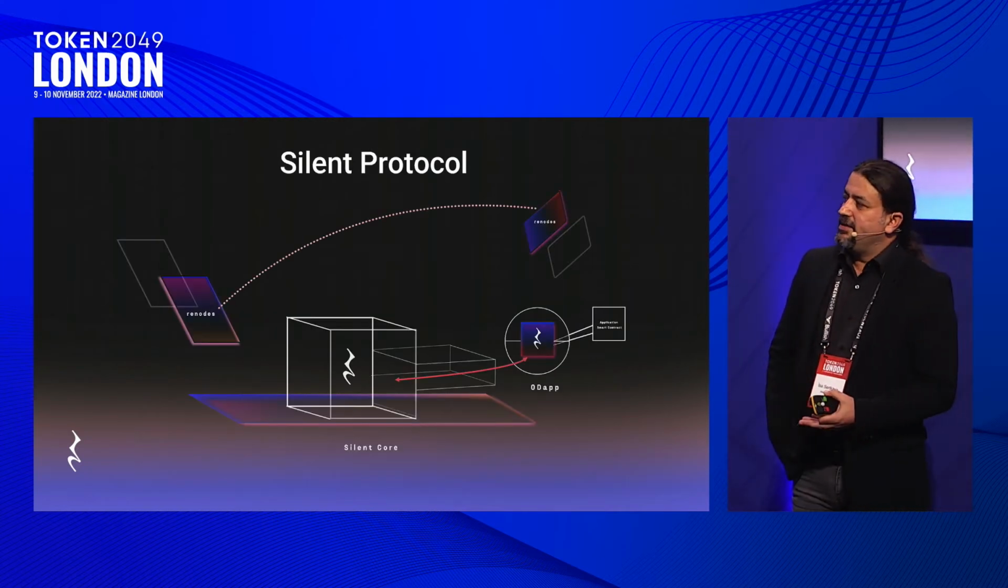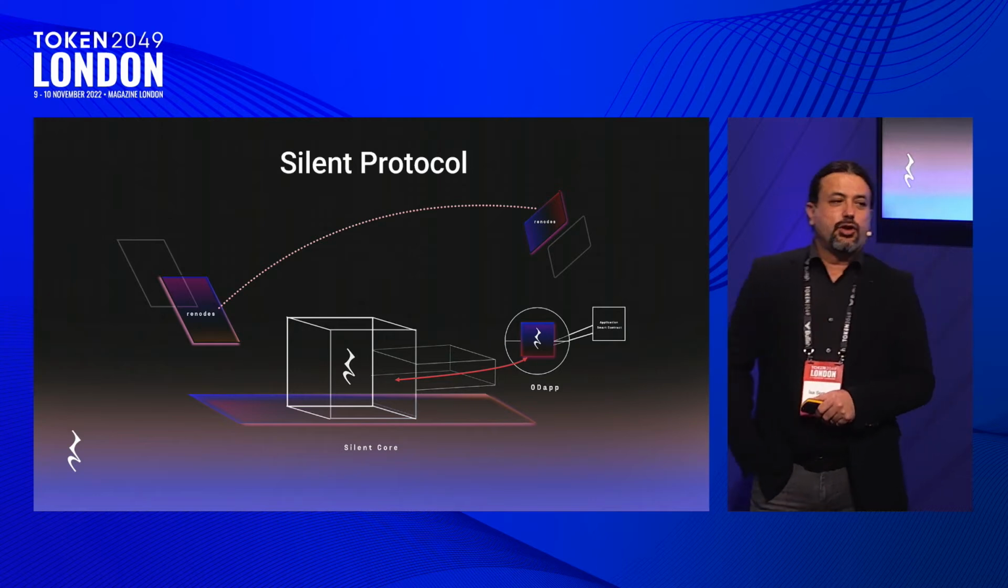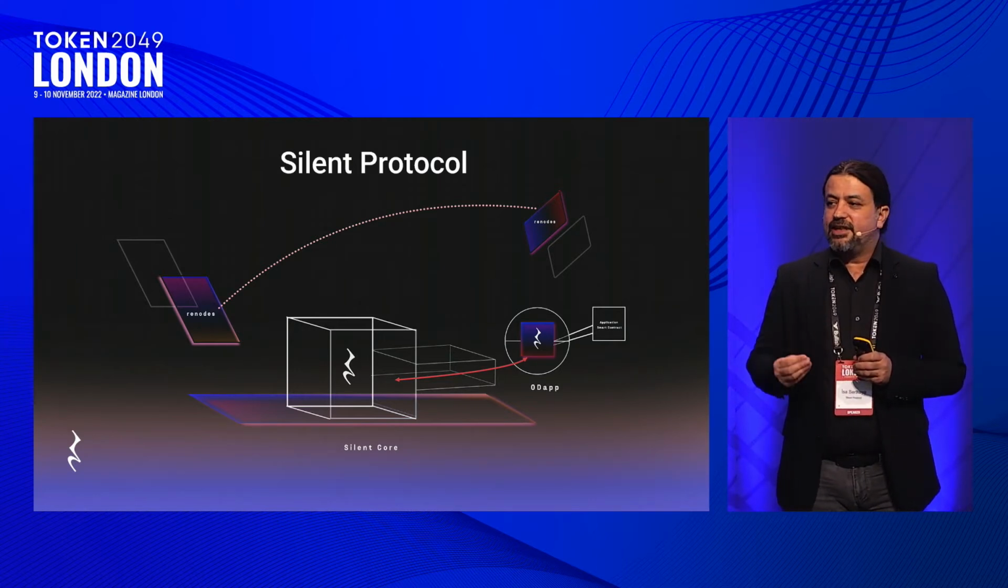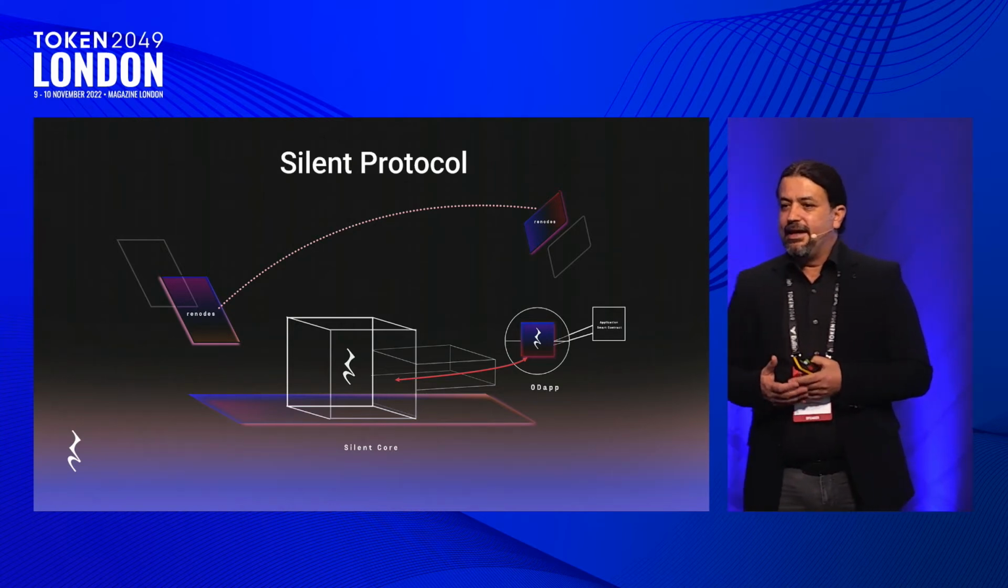How do we achieve this? Here at the core, we have Silent Core. Here, users will be able to deposit their transactions into our smart contract, and the smart contract would keep track of user balances in an encrypted form.